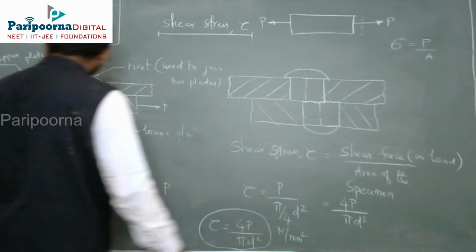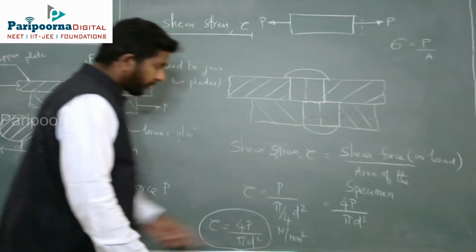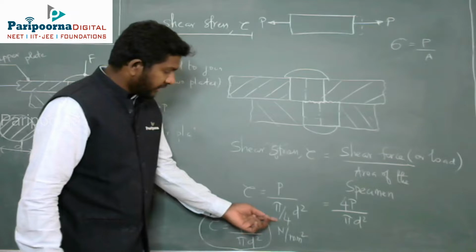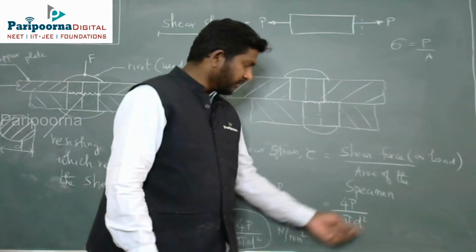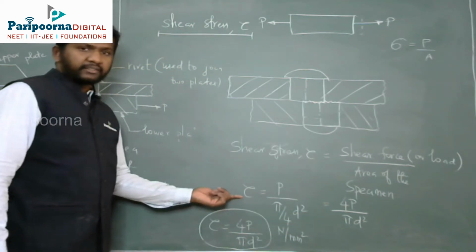Here, for the rivet specimen, this is the area you have to consider. This cross-sectional area is circular with diameter d, so it is pi by 4 d square. If you apply the area value here, this is P over pi by 4 d square. Finally, the shear stress equation is 4P over pi d square. This is how you can calculate shear stress.